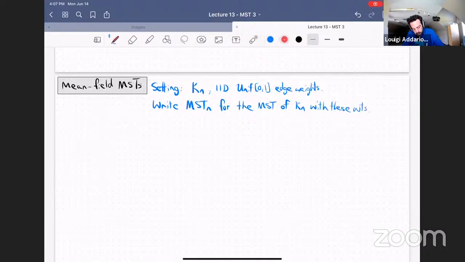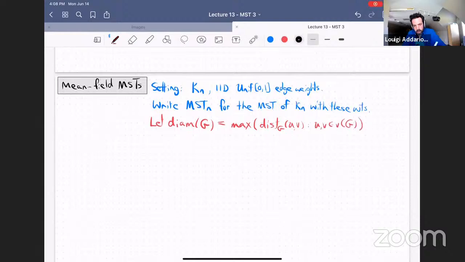Okay, and I'd like to also give myself the general terminology. So diameter: diam G is the maximum graph distance between any two vertices of graph G. Okay, so the goal of this section is to tell you about the diameter of this minimum spanning tree. So this is n to the third in probability.